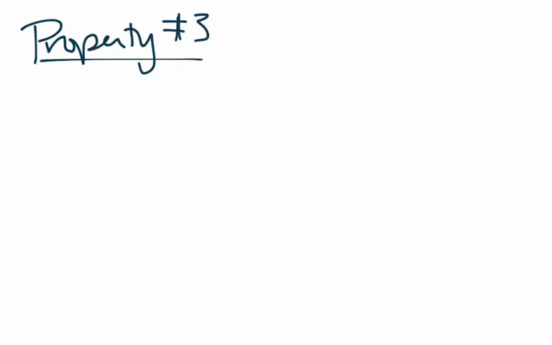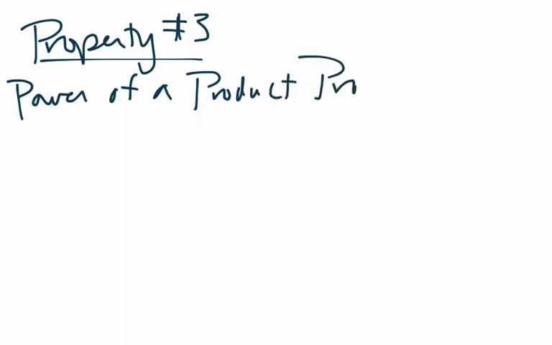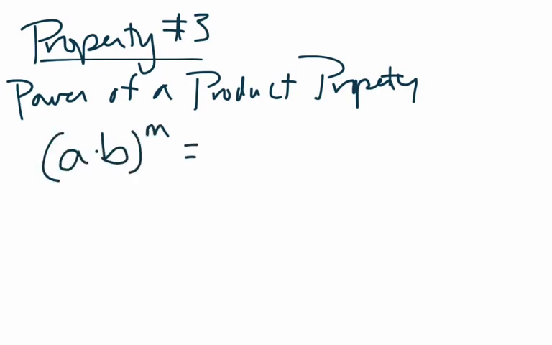So here's the final property for this lesson. This is called the power of a product property. And this one says that if you have a times b raised to some power, that is equal to a to the power times b to the power.